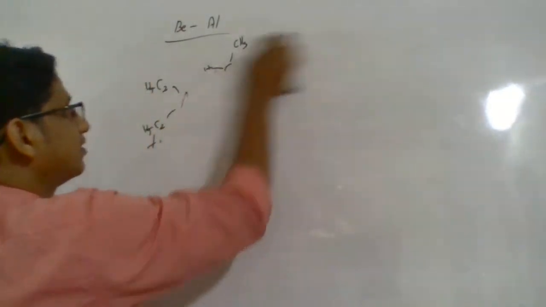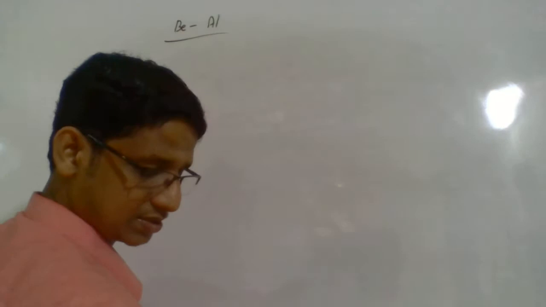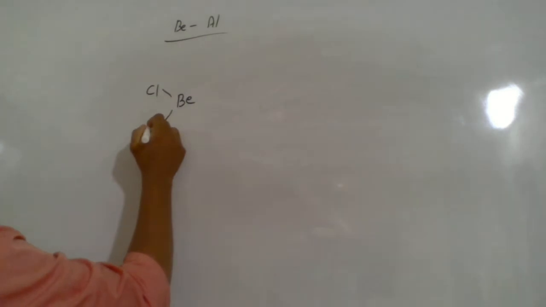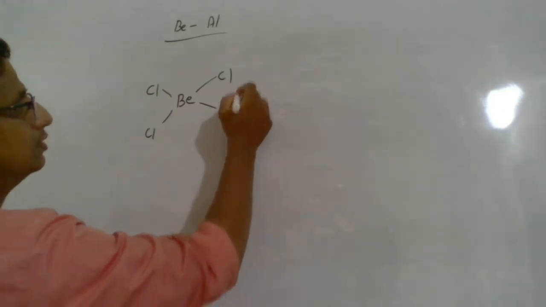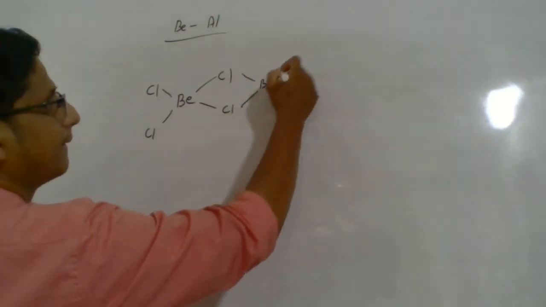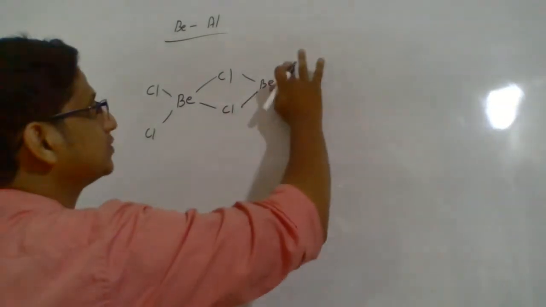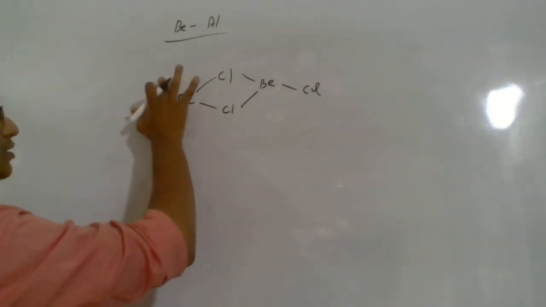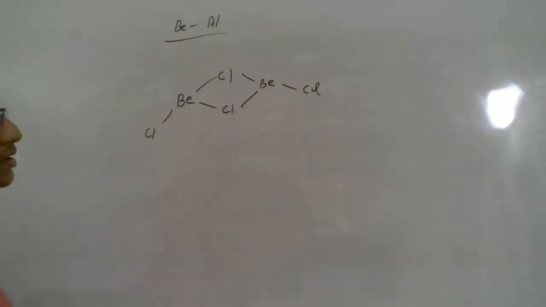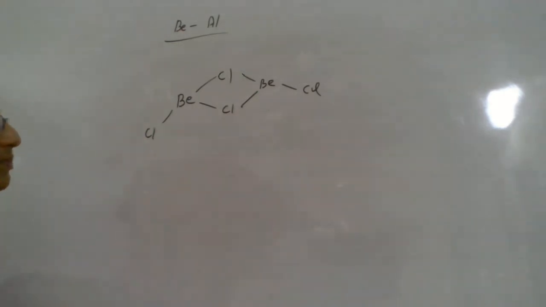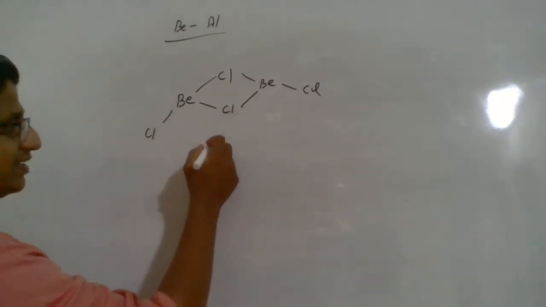Beryllium and aluminium chlorides are Lewis acids. BeCl2, look at this. This is again actually existing as a dimer. They have a dimer structure. So BeCl2, only one chlorine is enough, so two chlorine and one. So totally it is Be2Cl4. So again you can see a chlorine bridge structure, and like that aluminium AlCl3 is also a dimer.